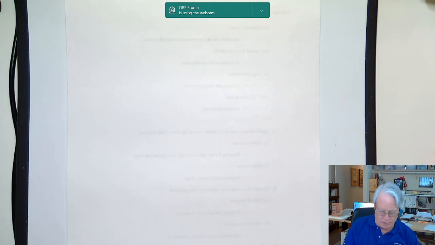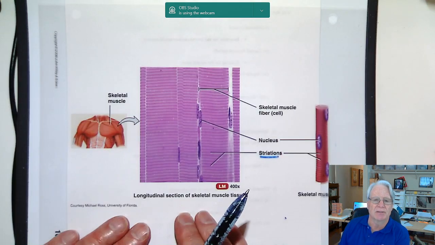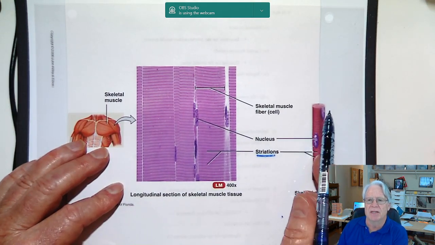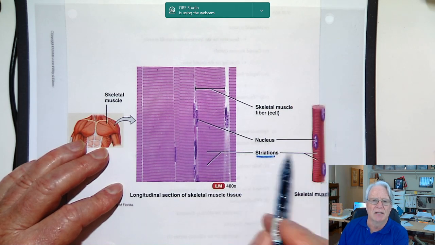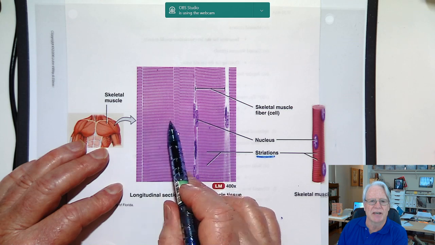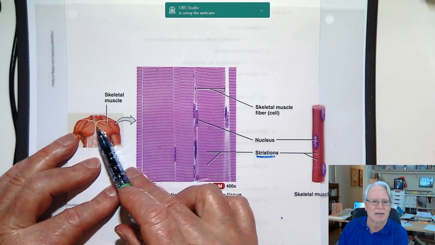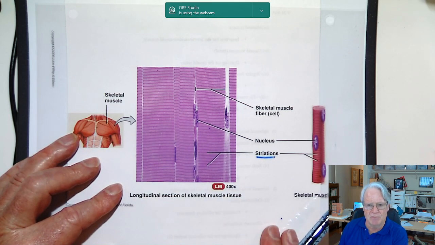All right, so what were we talking about? Skeletal muscle. Here we are. So long and cylindrical, nuclei on the periphery, more than one nucleus in a cell. We've got these striations, this light and dark pattern here, and typically associated with attachment to bones.